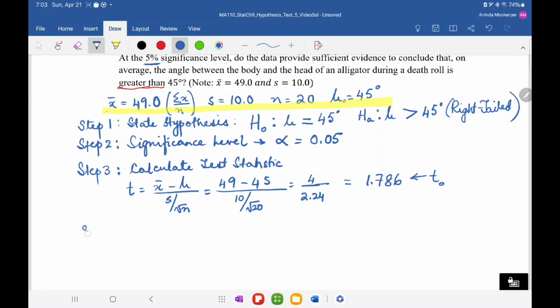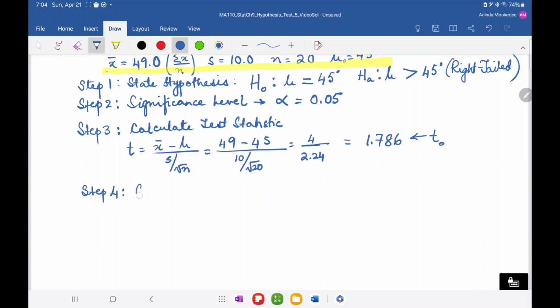In step 4, we are going to use our 2 approaches to help us come to a decision. The first one is the critical value approach, where we have to first set up a diagram and show our reject and do not reject regions, correct? So let's draw our normal curve.